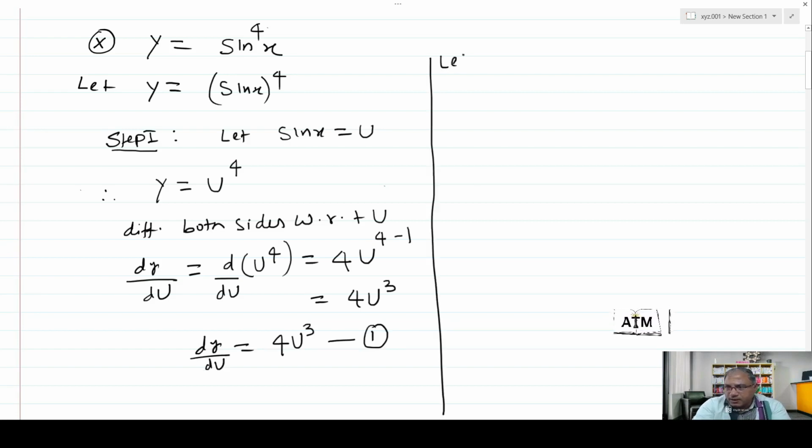After that, but u equals sin x. So differentiating both sides with respect to x.